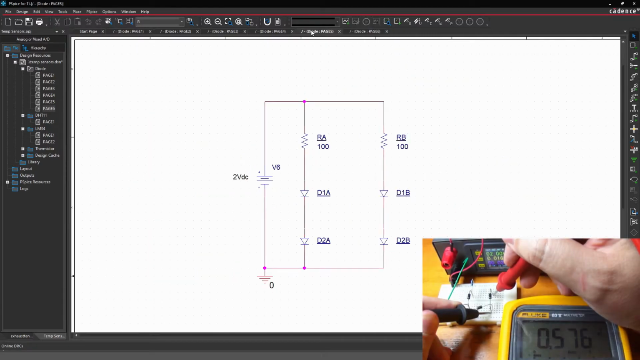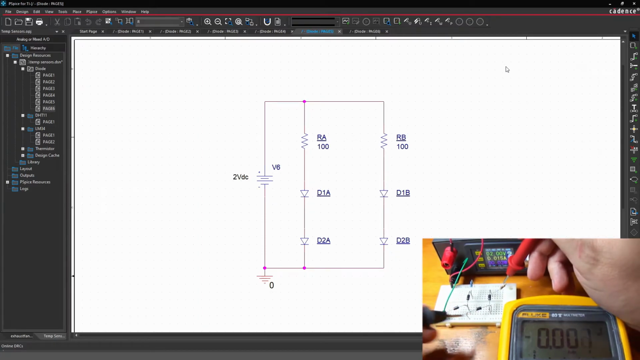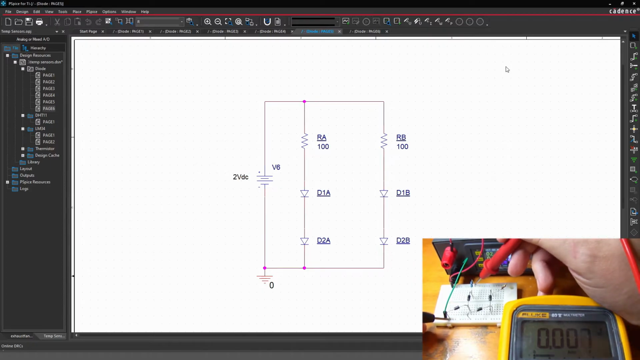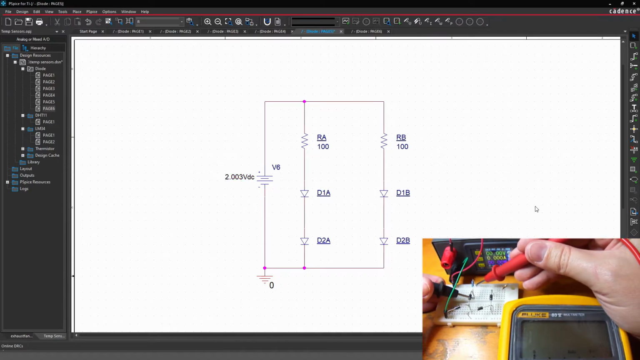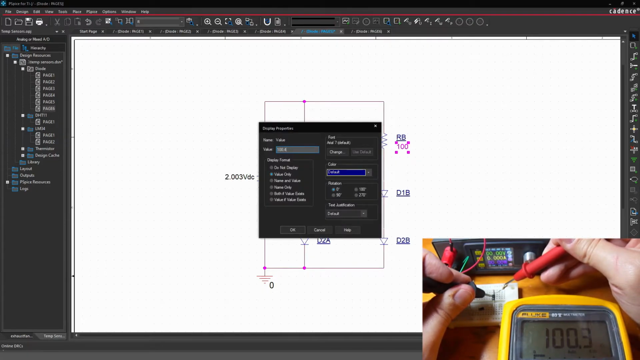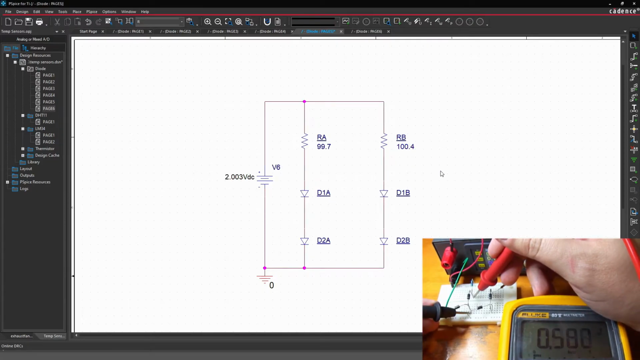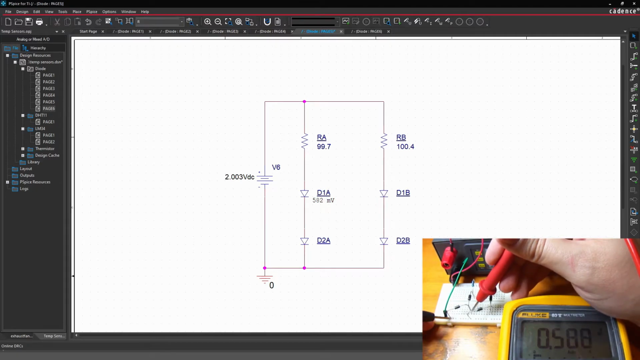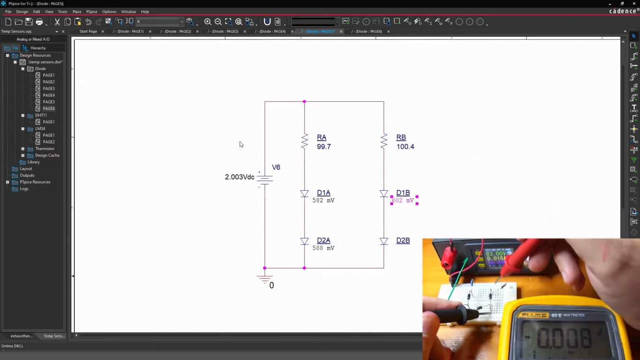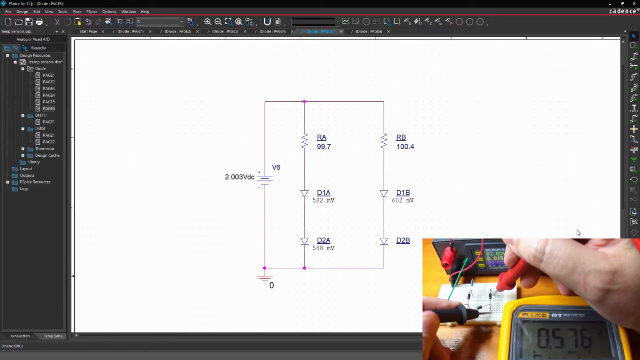I set up this circuit with some 1N4001 diodes that I had on hand. These were all from the same tape, so I'd expect them to be as close to the same as you can hope to get. The supply measures 2.003 volts. RA is 99.7 ohms, and RB is 100.4 ohms. I measured the voltage across D1A as 582 millivolts. D2A was 588 millivolts. D1B was 602 millivolts, and D2B was 576 millivolts.